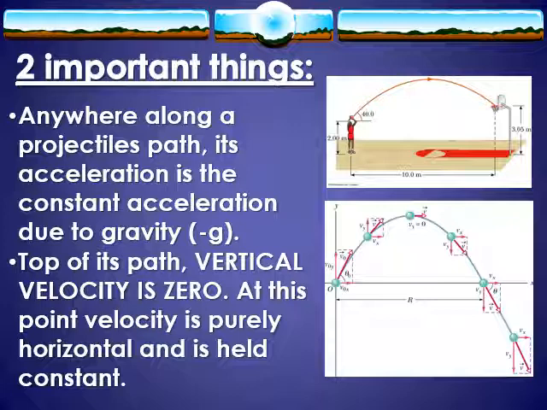And second bullet here, it says, at the top of its path, at the maximum height of the projectile in case 2, vertical velocity is 0. At this point, velocity is purely horizontal and is held constant.